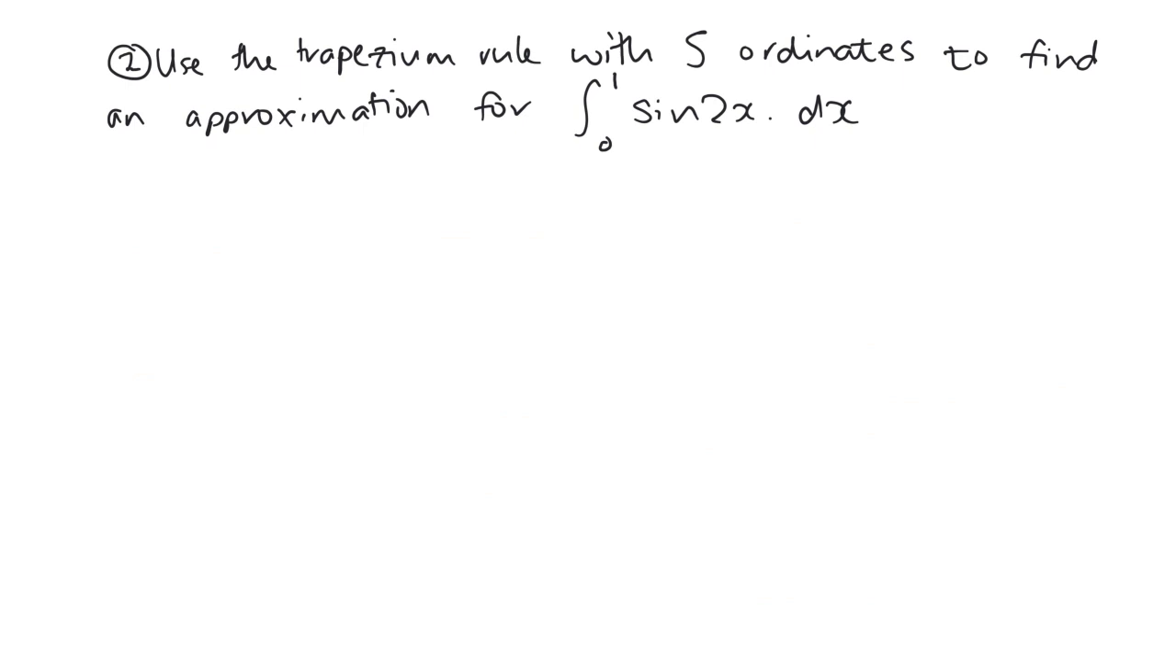Our second example then: use the trapezium rule with 5 ordinates to find an approximation for the integral between 0 and 1 of sine 2x dx. So this time it's telling you how many ordinates. So if there's 5 ordinates, that means there are 4 strips. Okay, so find h first of all, which is b minus a over n. So that's 1 minus 0 over 4. So it's 0.25.